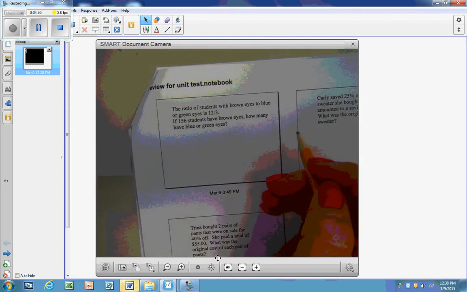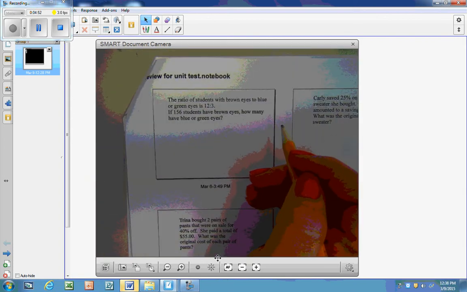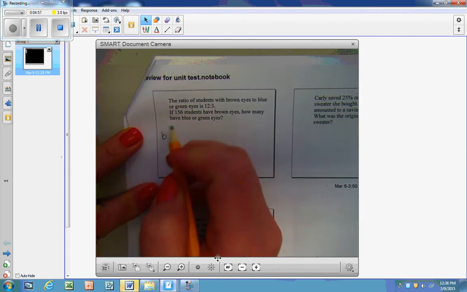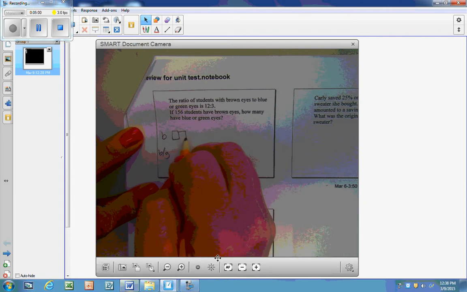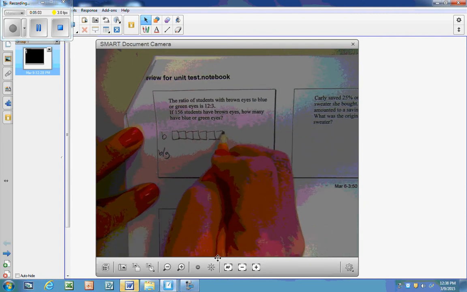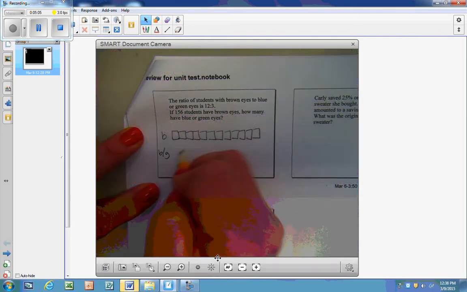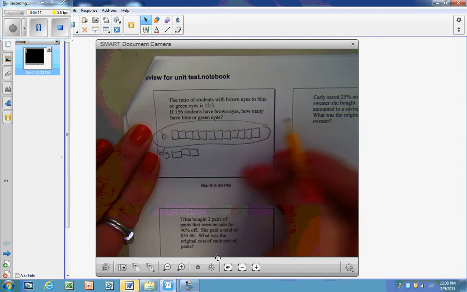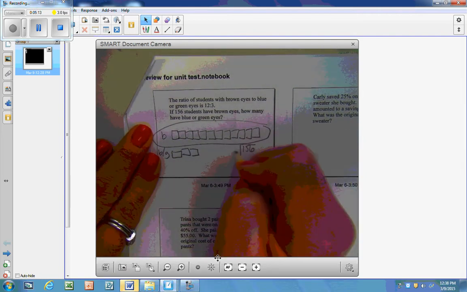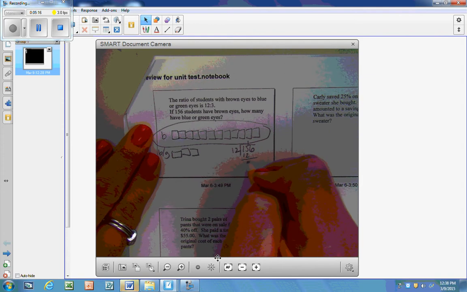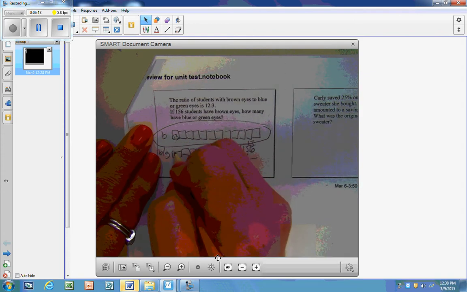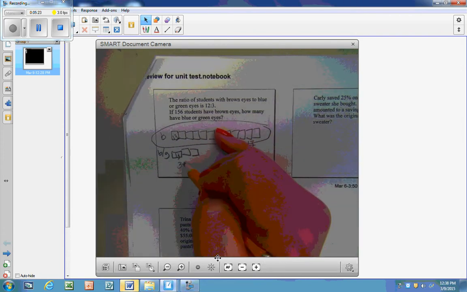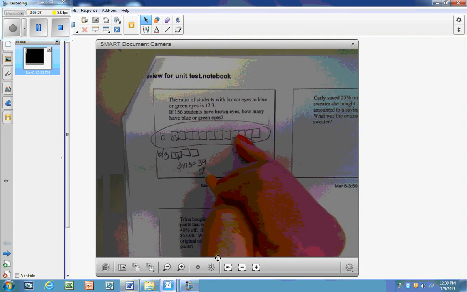All right, the ratio of students with brown eyes to blue or green eyes is 12 to 3. If 156 students have brown eyes, how many have blue or green eyes? So we're going to have brown and then blue or green. Set up our tape diagram. It's in a ratio of 12 to 3. And 156 students have brown eyes, so that would be this part right here. And that 156 would be divided by 12. And we see each piece of tape is worth 13. So if we're looking for students who have blue or green eyes, there's 3 pieces of tape with 13 each. Gives me a total of 39 students.